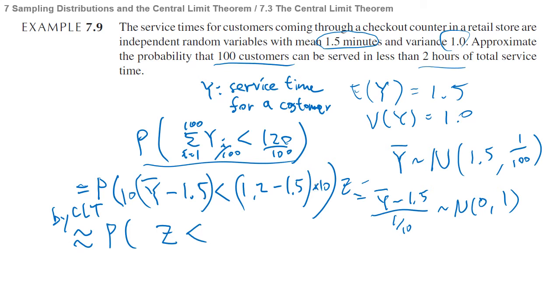It is minus 0.3, minus 3. Okay, and this is a normal distribution, and from the normal distribution table you can calculate this probability. The probability is 0.0013. So you can apply the central limit theorem and solve the problem like this.